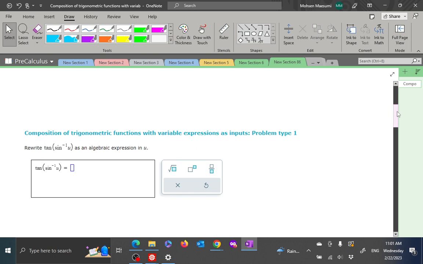Here's an example. What is tangent of sine inverse of u? What is u? Well, u is just some number. It's an algebraic expression. All the problems we have done so far had a specific number, and now we are upgrading to a general case. You remember the last lecture, we gave a heads up about this type of problem. I invited you to try to figure that out by yourself. And now we are going to take a look at that type of question.